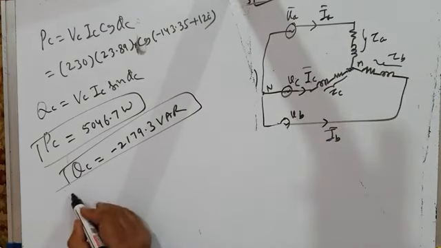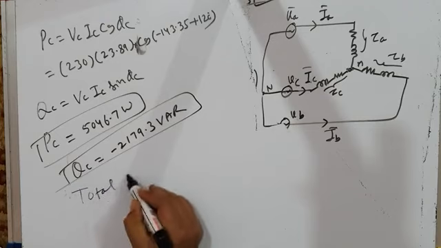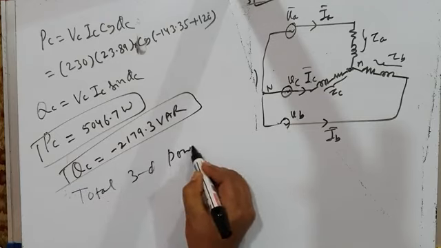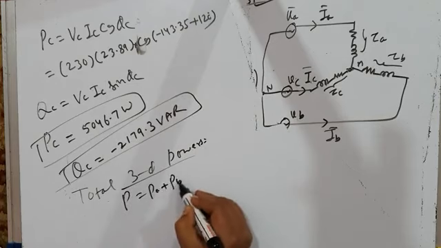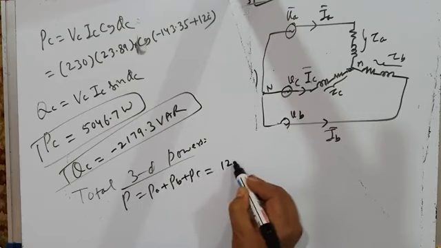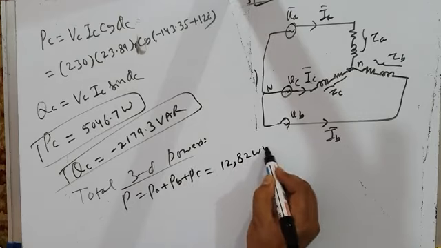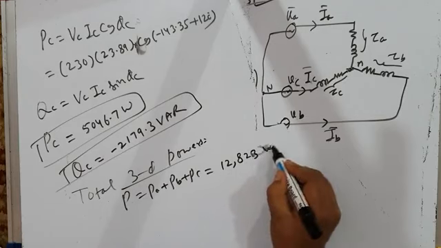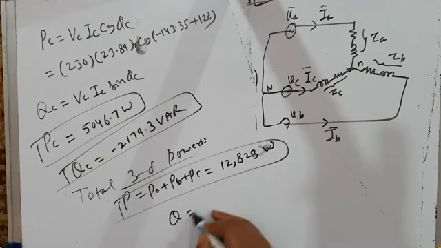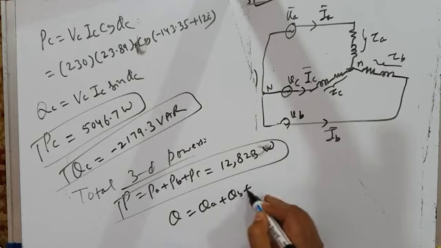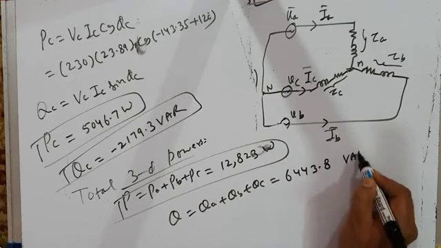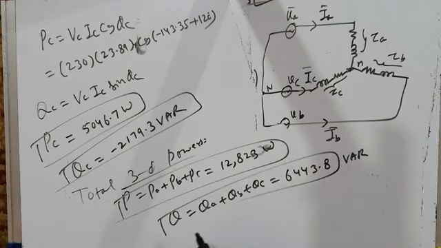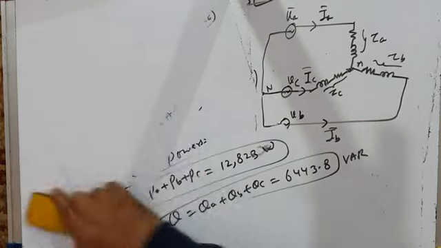Okay, so now we can write the total three-phase power. P is equal to PA plus PB plus PC. This comes out to be 12,823 watts of active power. And total reactive power is QA plus QB plus QC, which is 6,443.8 watts. This is without compensation. Let us now try to provide compensation.